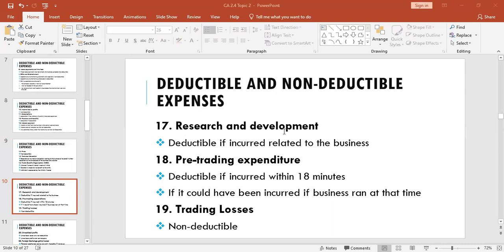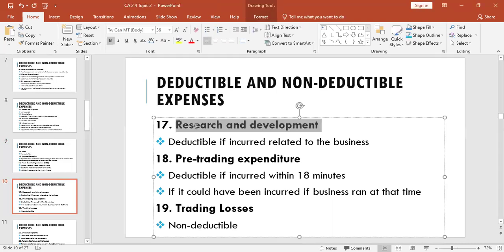So let's carry on. So research and development. Largely it's just the research expense, because development costs are capitalized according to IAS 38, International Accounting Standard 38, intangible assets. Development costs are capitalized, but research costs are expensed. So those research costs, they're only deductible if they relate to the business.